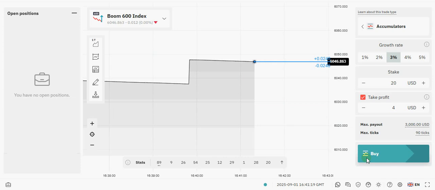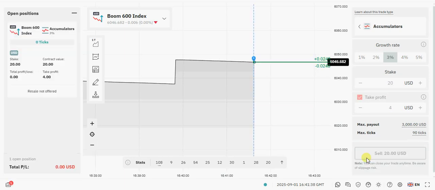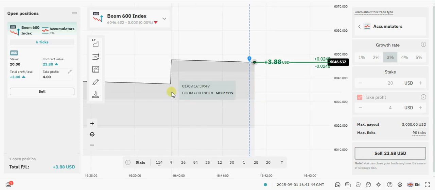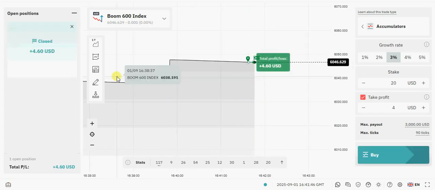So here we're trading the Boom 600, and we're on the D Trader, and we're trading the accumulator. So once you log into your trading account, okay, so we got a number right there. Let's wait for the outcome of that trade. There you go. You see we won that trade right there, 4.60.